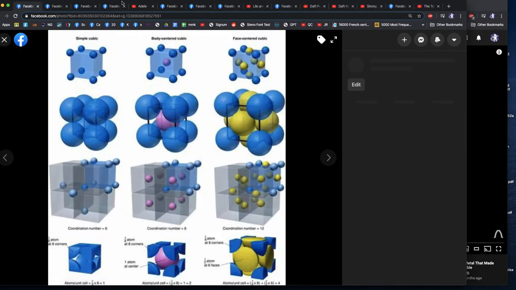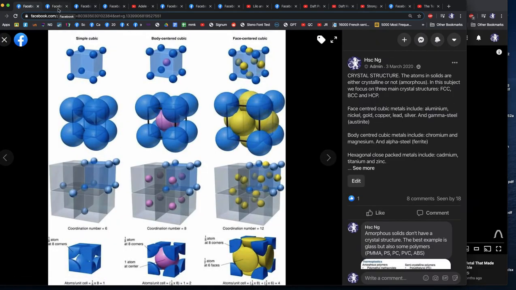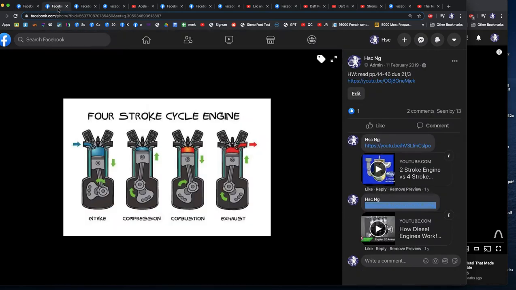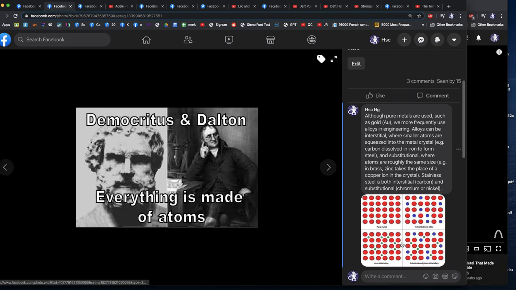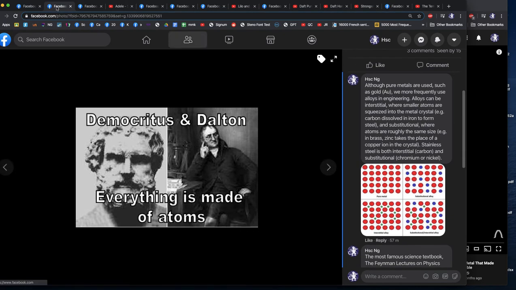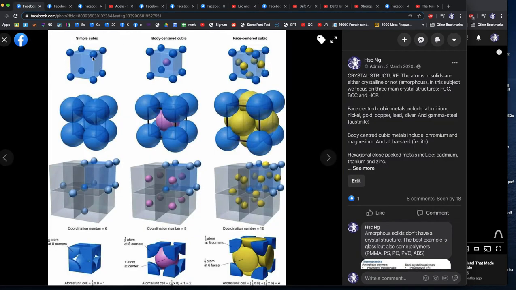Okay, so we've learnt about crystals before, and we've learnt that atoms arrange themselves in crystals, or a lattice. They stack, and they can stack in different ways. They can stack in a simple cubic, or a body-centered cubic, or an FCC, which is a face-centered cubic.